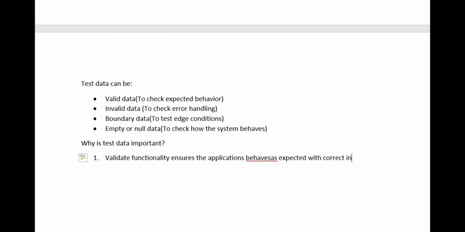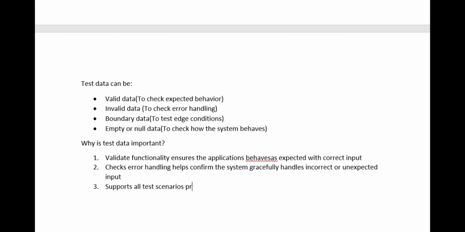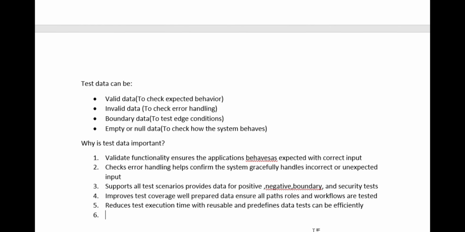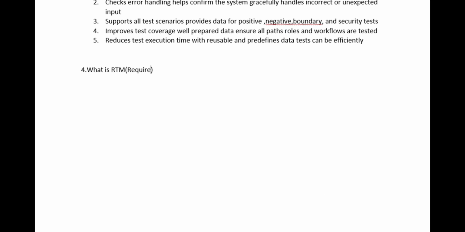Validate functionality, ensures the application behaves as expected with correct input. Checks error handling, helps confirm the system gracefully handles incorrect or unexpected input. Supports all test scenarios, provides data for positive, negative, boundary, and security tests. Improves test coverage. Well prepared data ensures all paths, rules, and workflows are tested. Reduces execution time with reusable and predefined data. Tests can run efficiently. What is RTM?